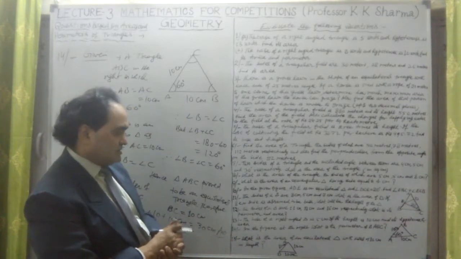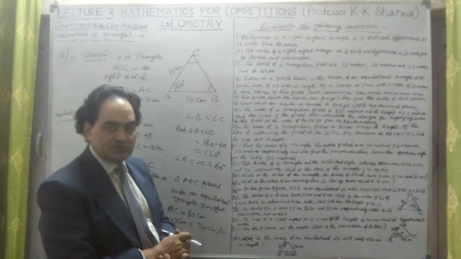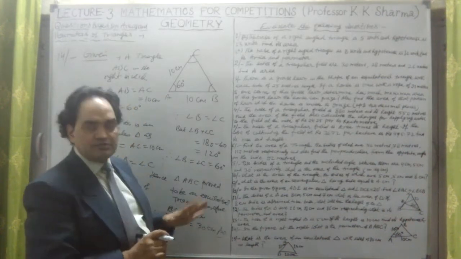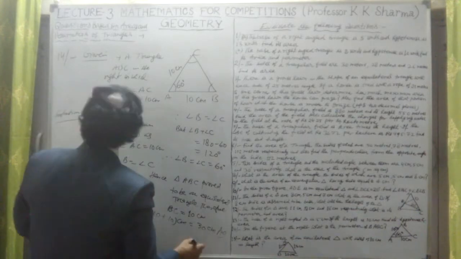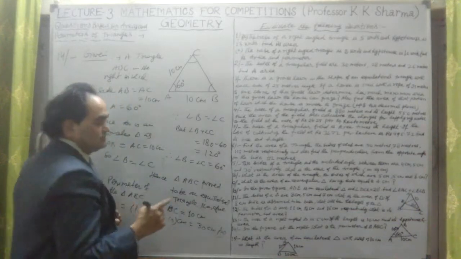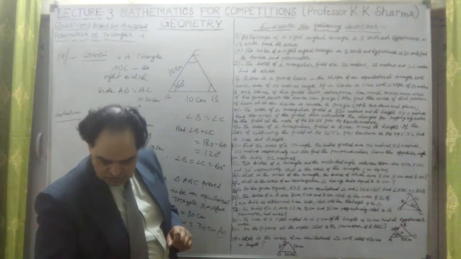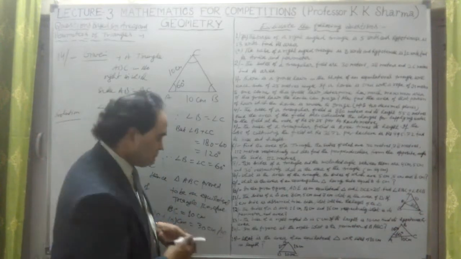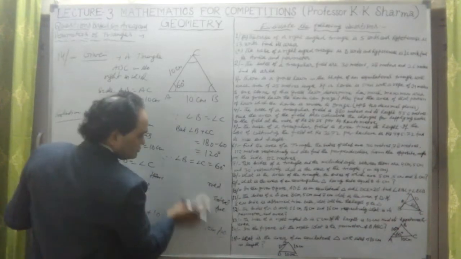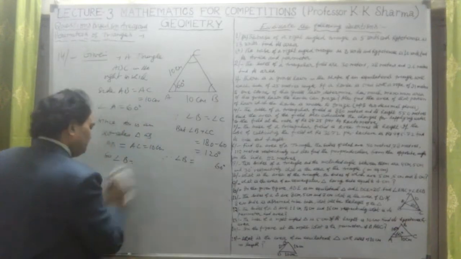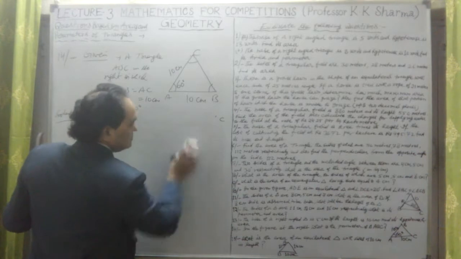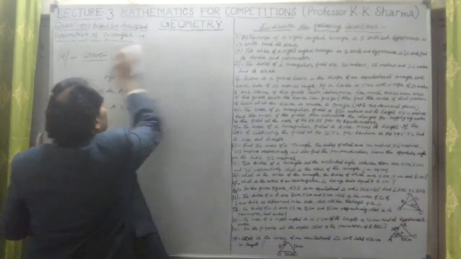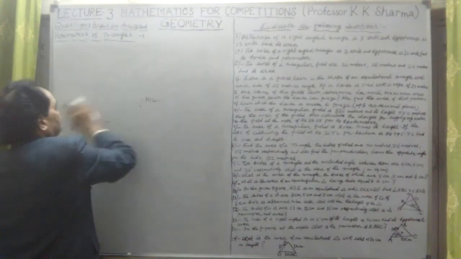In the figure at the right hand side, what is the perimeter of triangle ABC? The perimeter is 30 centimeters, because 10 centimeters, 10 centimeters, 10 centimeters. It has been proved that it is an equilateral triangle. Okay, so this is question number 14. Now let us talk about question number 15.